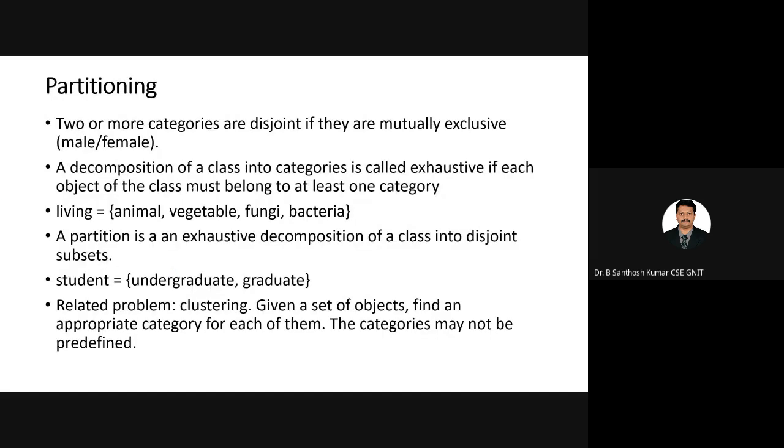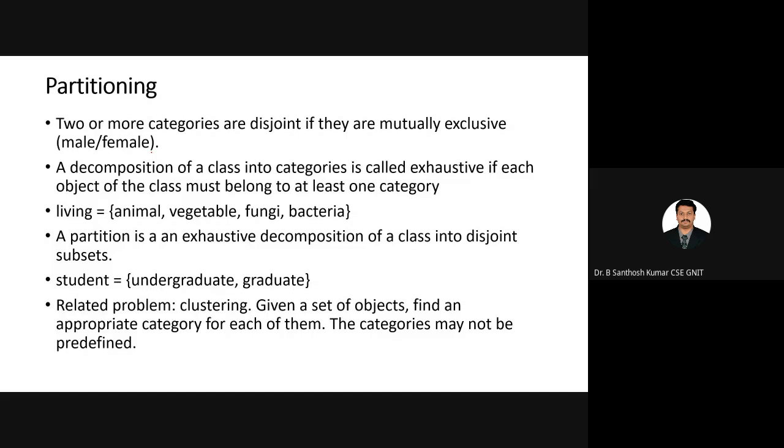Then the next important thing is partitioning. Here, two or more categories are disjoint if they are mutually exclusive. Either it may be male or female. So we are categorizing gender as male or female, like that. Then a decomposition of a class into categories is called exhaustive if each object of the class must belong to at least one category.